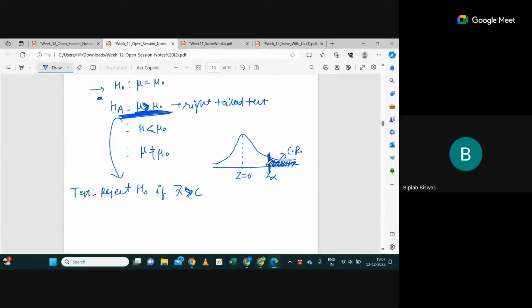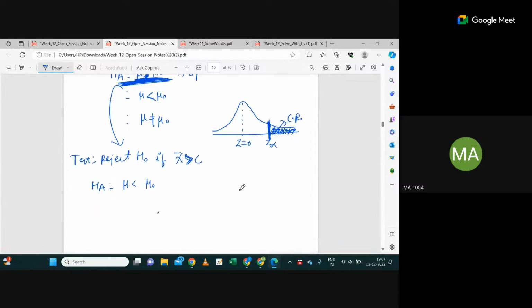Now suppose the alternative is defined as mu less than mu naught. That means, assume this is a bell-shaped curve, this point is minus Z alpha. If my values are less than this point, I will reject. So my test will be: I will reject H naught if x bar is less than some critical value.